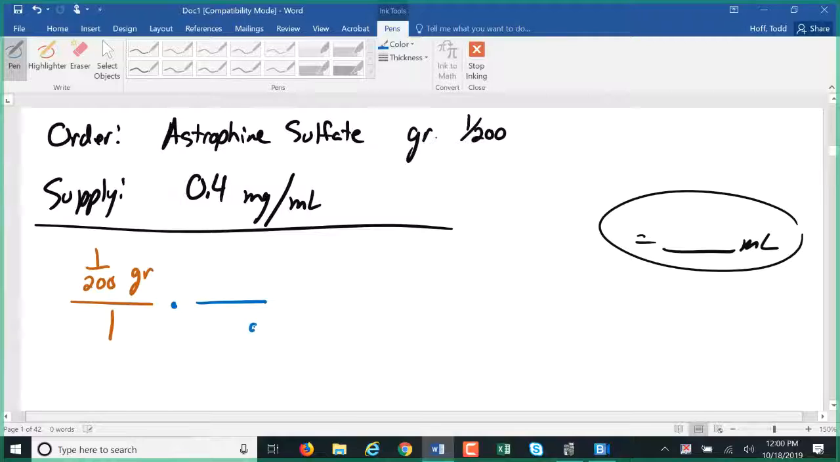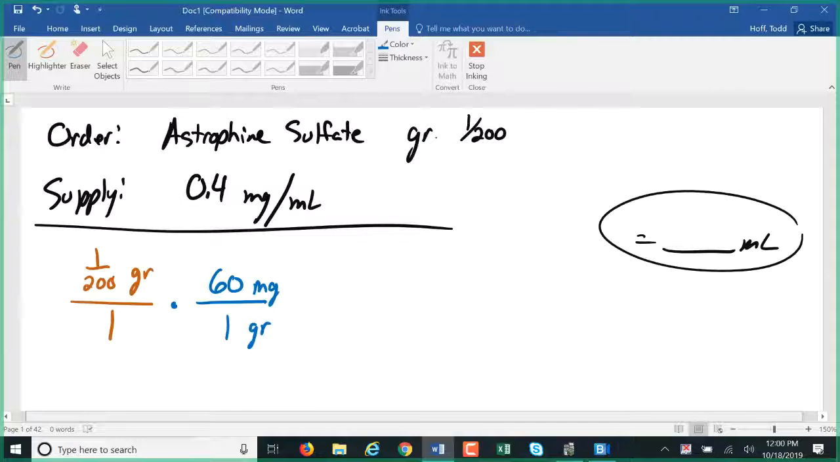We have to get rid of grains. Now we need to know, what are we converting grains into here? Usually grains can either go to grams or milligrams. Here we want milligrams. The relationship, 1 grain is 60 milligrams. If I were going the other way, by the way, how many grains are in a gram? Does anybody remember?